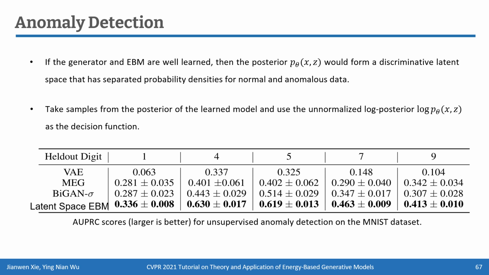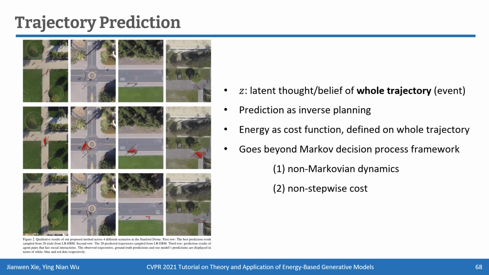And we can also use the latent space EBM for anomaly detection, where we can use this joint density as an evaluation for whether an observation is an outlier or not. And it achieves quite impressive performance for anomaly detection.